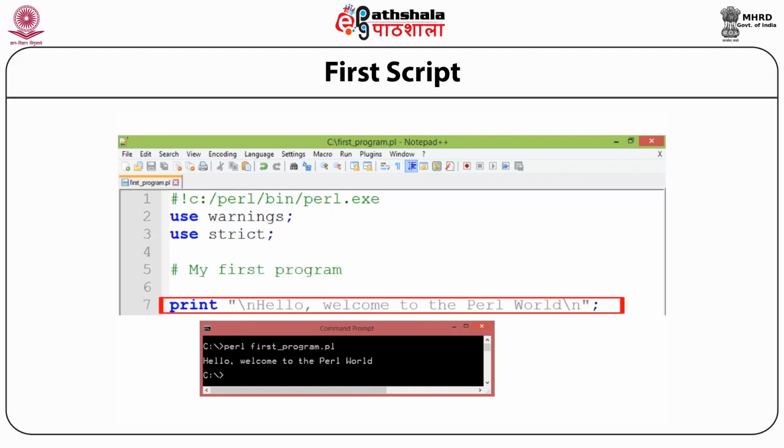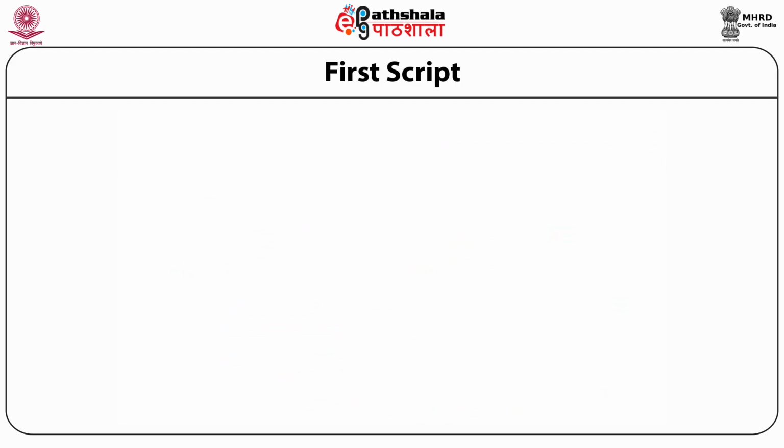Last line of the program uses print function, which is used to print the statement, "Hello, welcome to the Perl world," at the command prompt. Here, \n is new line character, which is used to print message from the new line. Semicolon is a delimiter used in the Perl scripting. After completion of writing of the script, we need to save the file with .pl extension.